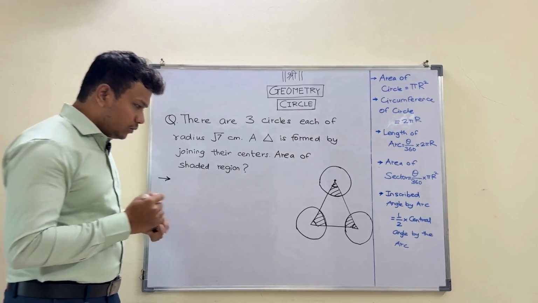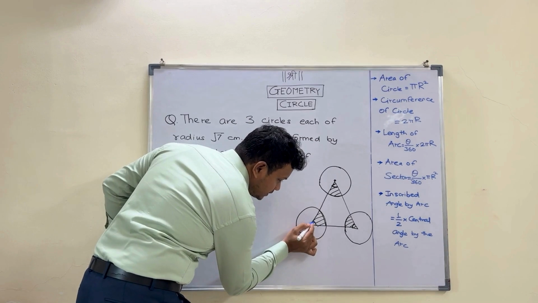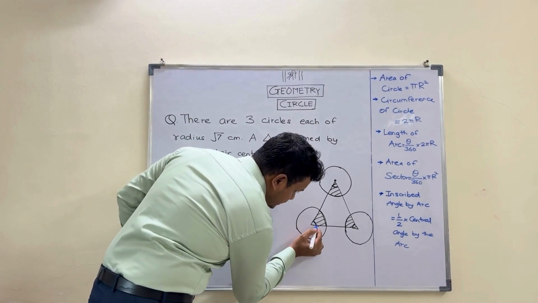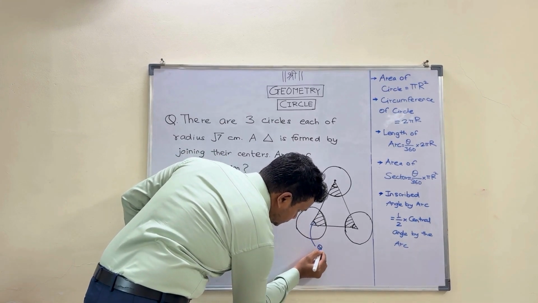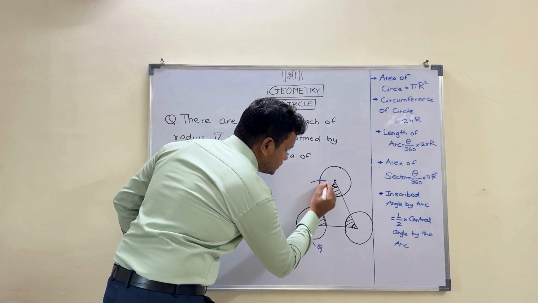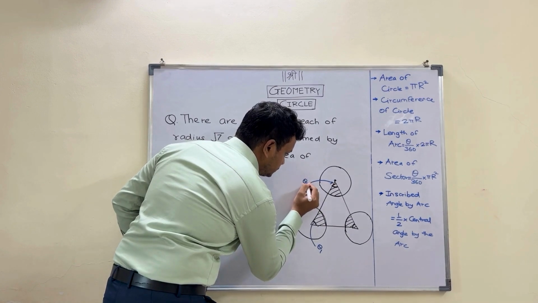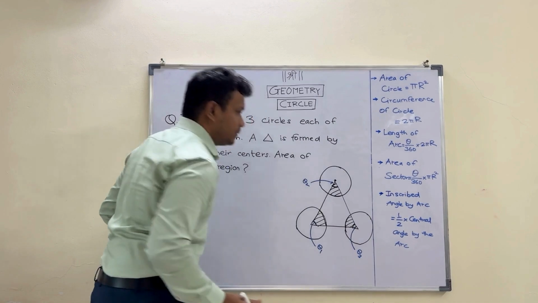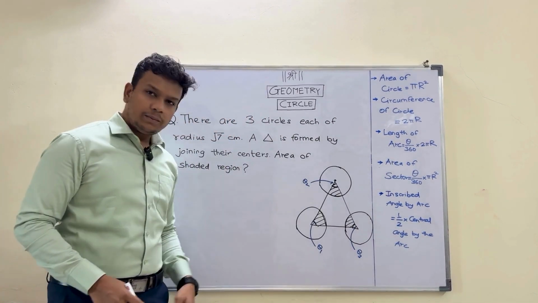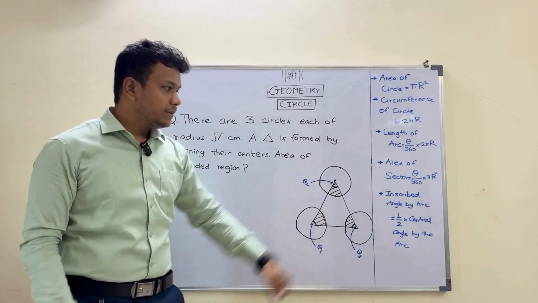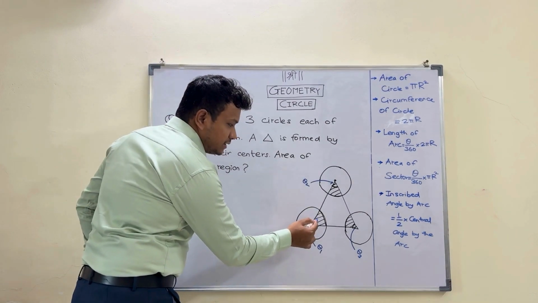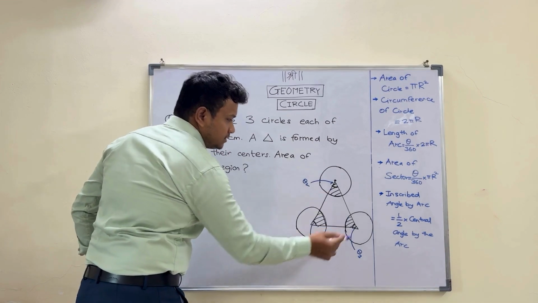So first we will just see the angles here in the center. This angle I'll just put as theta 1. Second angle I'll put as theta 2. Third angle I'll put theta 3. So we know how to compute the area of a sector. Area of sector is theta by 360 into pi r square. Right? So we'll just consider this as first sector, this is second sector, this is third sector.